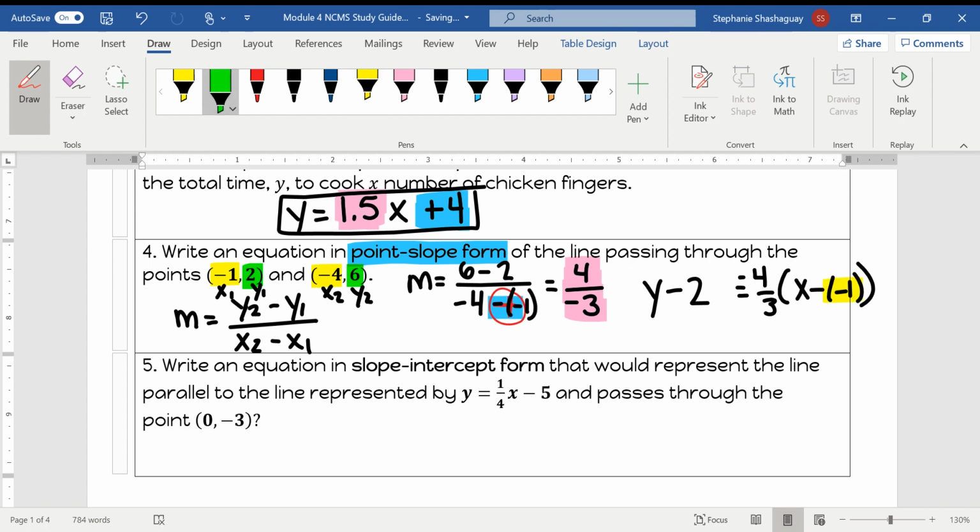That's where my x went. Here's where my y went from the ordered pair. And then I just have to make sure it's simplified. So y minus 2 is equal to a -4/3 times x plus 1.